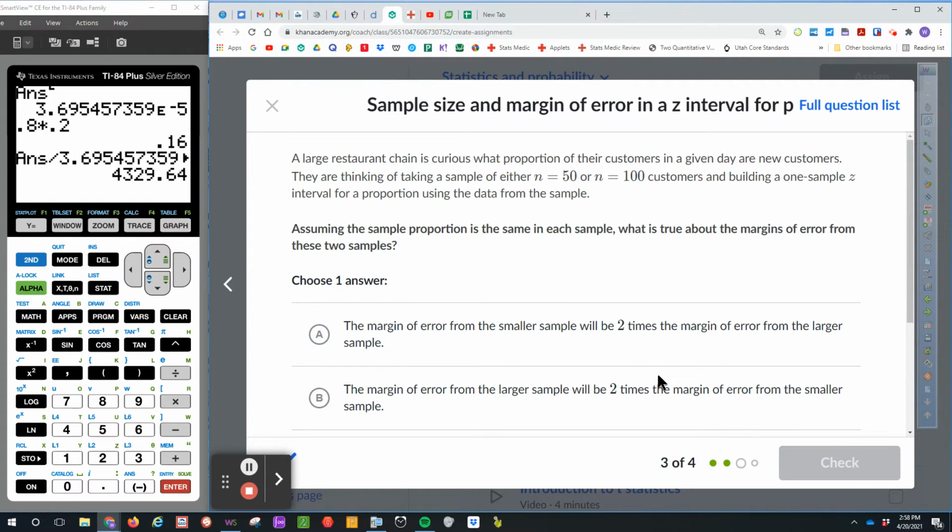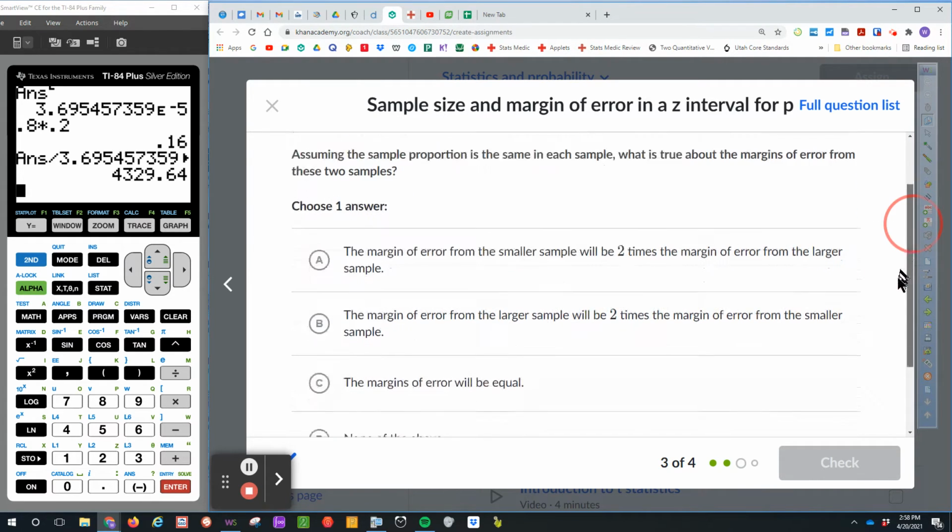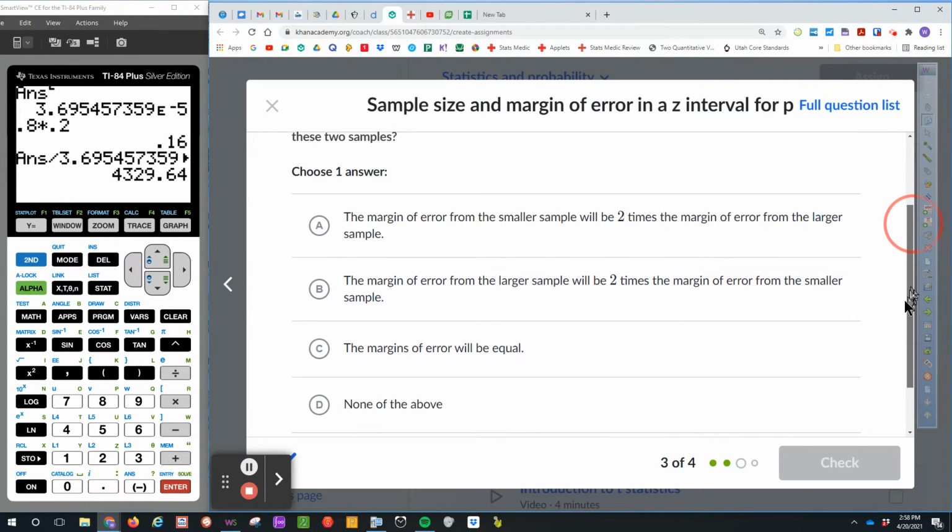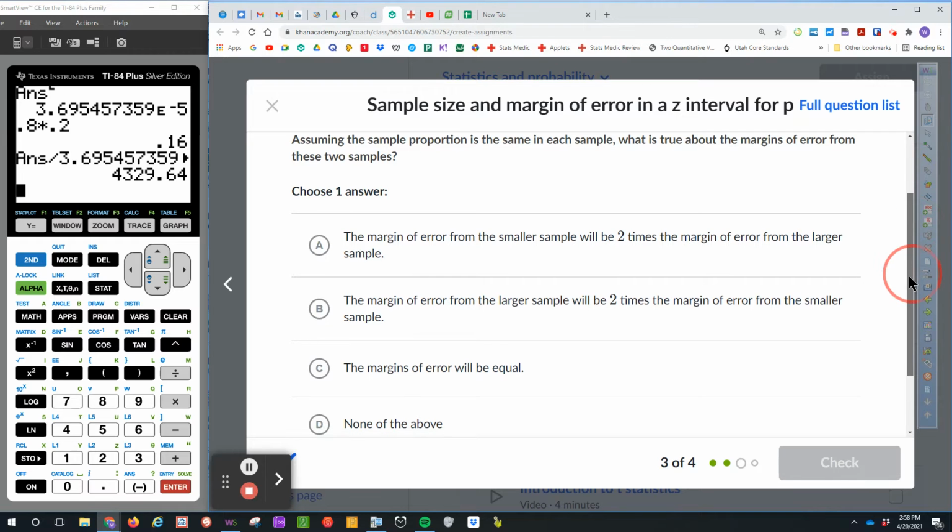A large restaurant chain is curious what proportion of their customers in a given day are new customers. They are thinking of taking a sample of either n equals 50 or n equals 100 customers and building a one sample z interval for proportion using the data from the sample. Assuming the sample proportion is the same in each sample, what is true about the margin of error from these two samples?